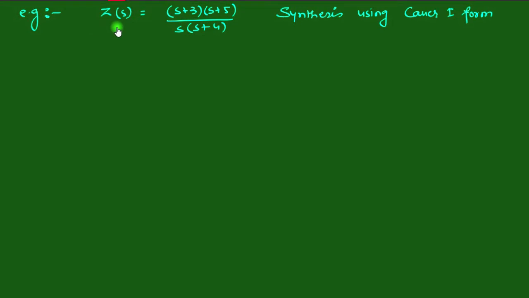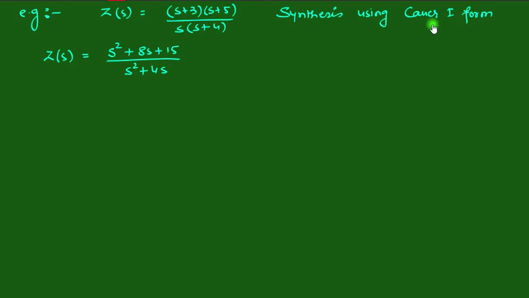In this example, we are provided an impedance function which is (s plus 3) into (s plus 5) divided by s into (s plus 4), and we have to synthesize the network using Cauer I form. Let us start by writing this network function in polynomial form. I have this Z(s), and writing this in polynomial form by multiplying these two factors, I'll get s square plus 8s plus 15 divided by s square plus 4s.